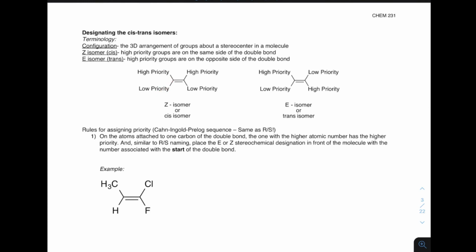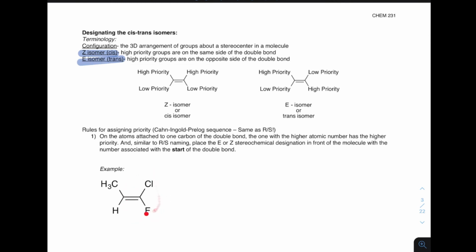And when the high priority groups are on the same side, like here, that is the Z isomer. Right, the high priority groups are on the same side of the double bond. And when the high priority groups are on opposite sides, like here, right, we see the high priority on opposite sides compared to the double bond, we have the E isomer, right? And you might be tempted to call it cis or trans, but there's nothing inherently wrong with that, right? We could say the Z isomer is also the cis isomer. You'll see here in a second, it gets kind of weird with naming when you try to do that.